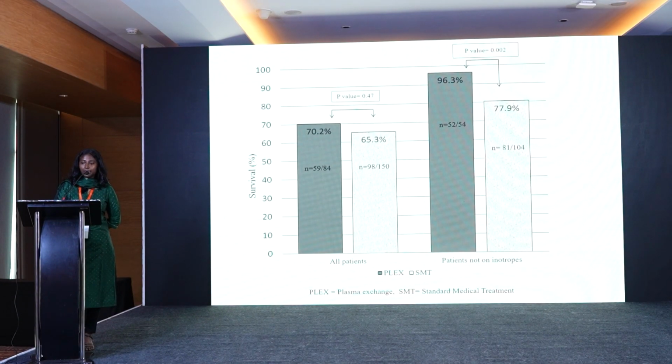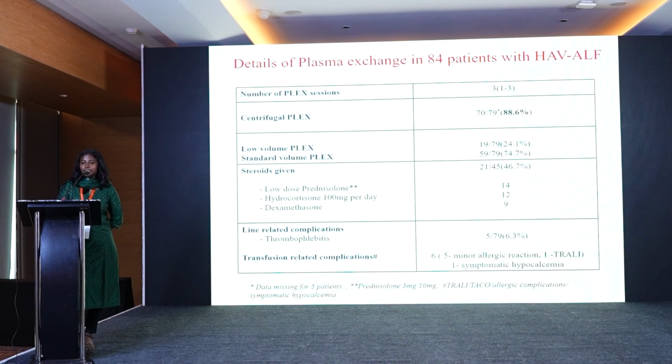So, details of plasma exchange in the 84 patients with HAV ALF. As already pointed out, most of them underwent centrifugal plasma exchange, low volume, though many centers also did standard volume, that is 74% and 24%. As per the VELO protocol, we give low-dose steroids for these patients. As we can see, line-related and transfusion-related complications were quite low.